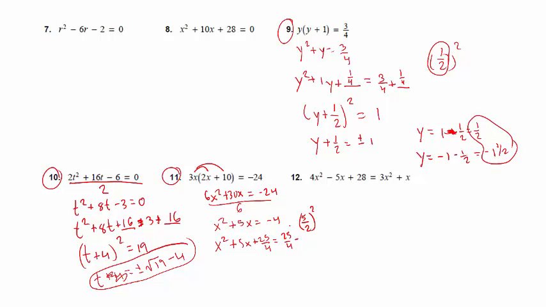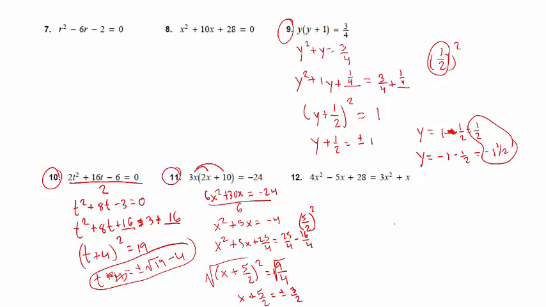Instead of writing minus 4, I'm going to write minus 16 fourths, since that's the same thing as 4, but now I can add my fractions. So this now becomes x plus 5 halves squared. And 25 minus 16 is 9. We'll square root both sides and get x plus 5 over 2 equals positive negative 3 halves.